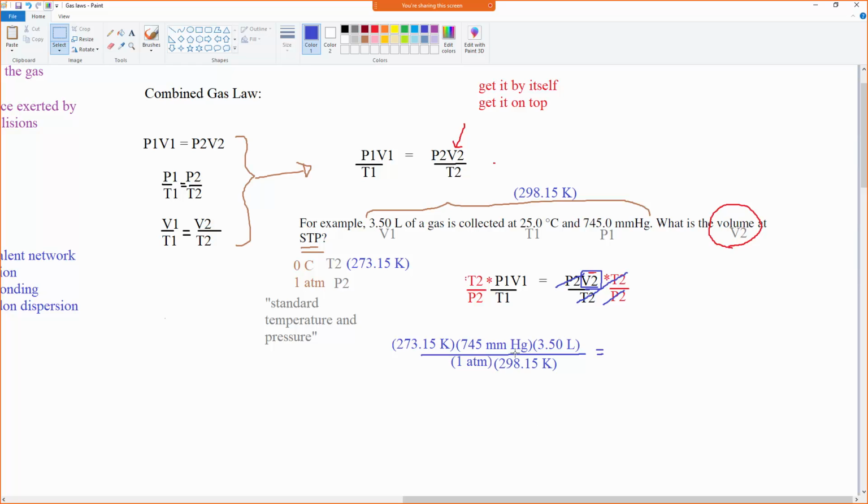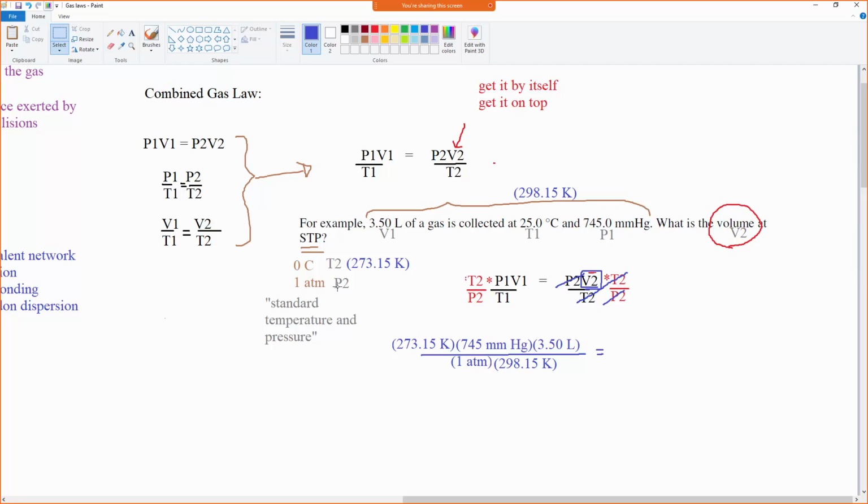We have atmospheres on the bottom and millimeters of mercury on the top. So if I go to try to cancel out my units, I'm not going to be able to cancel those out. For the combined gas law, it doesn't matter whether we use millimeters of mercury or atmospheres. We just have to be consistent. So it doesn't matter which.